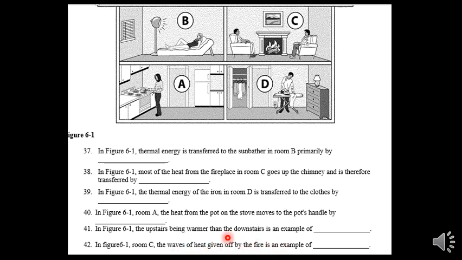And then in room C, we have heat is given off, the waves of heat given off by the fire is an example of, well, they're talking about the energy coming into the room. We talked about that earlier. There is radiation coming into the room all around the campfire. Anytime heat or light moves equally out in all directions, that's going to be radiation.